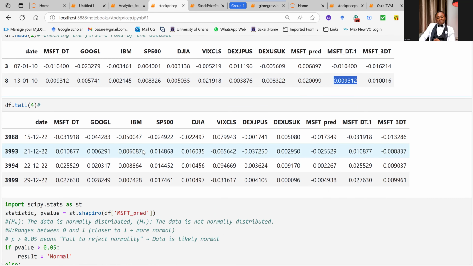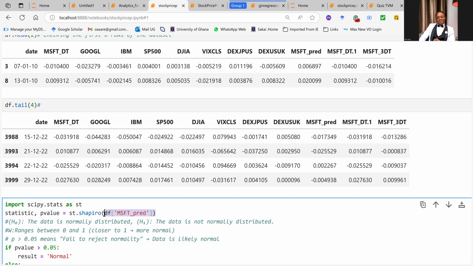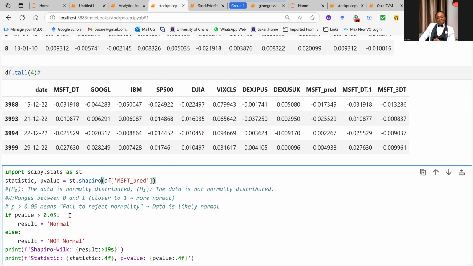So now that we have the data well loaded, we are ready to do some analysis. The first thing we want to do is to check if the dependent variable is normally distributed. This is the dependent variable, MSFT_predict, the Microsoft stock price, and we want to know if this variable is normal. So we need to check for normality. We import SciPy, and then we test the statistic using the Shapiro test. With the Shapiro test, the null says that the data is normally distributed. The alternative says that the data is not normally distributed.